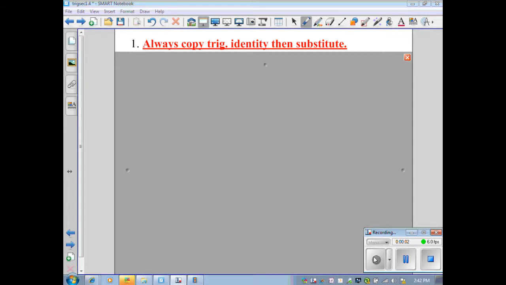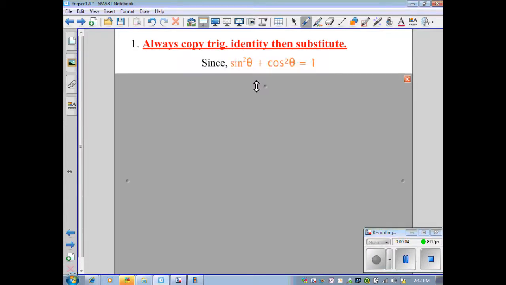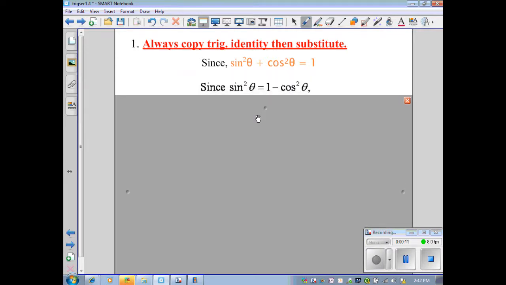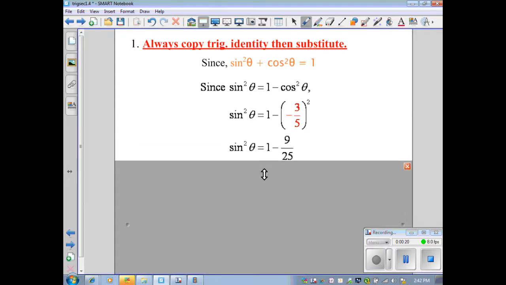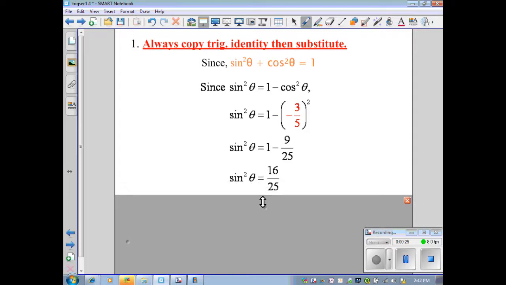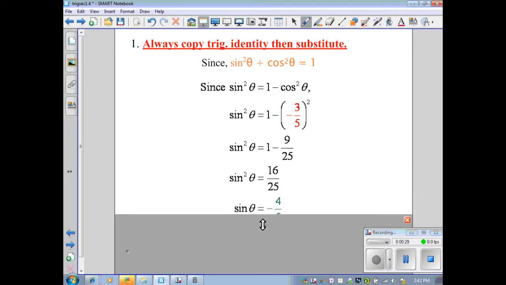Let's continue the problem and solve for sine. We're going to use the Pythagorean identity sine squared theta plus cosine squared theta equals 1. We want to solve for sine, so we'll subtract cosine squared theta on both sides. Then substitute in for cosine, which is a negative 3/5. Square it, we'll get 9/25. We'll subtract from 1 and get 16/25. And then take the square root of both sides and get 4/5. But remember the constraint that we're in quadrant 3, and sine is negative in quadrant 3.